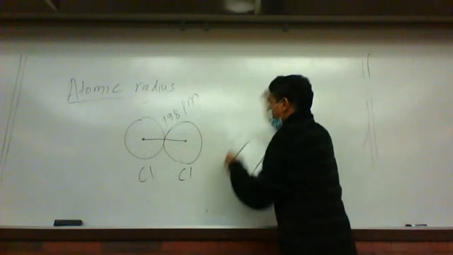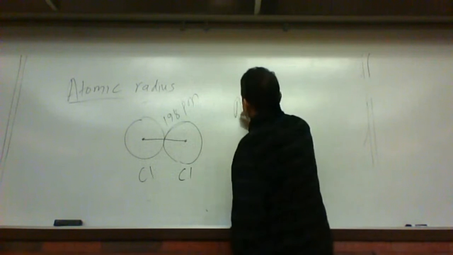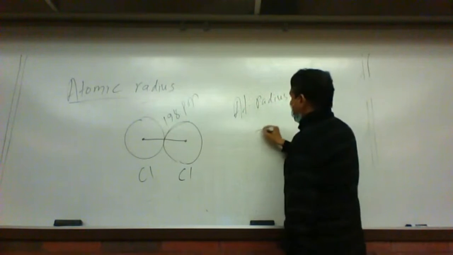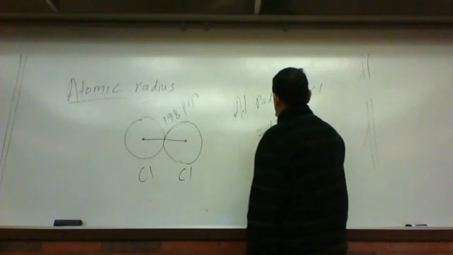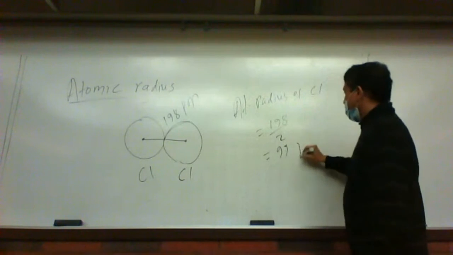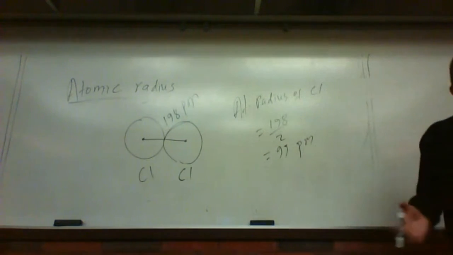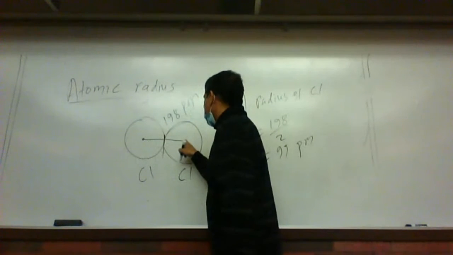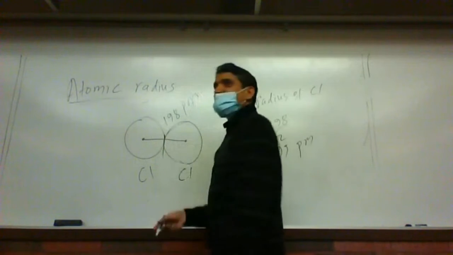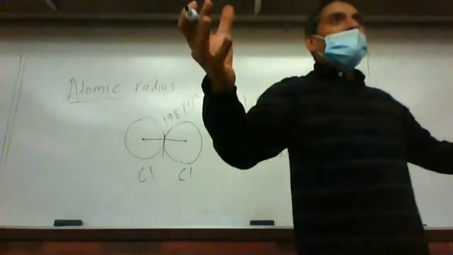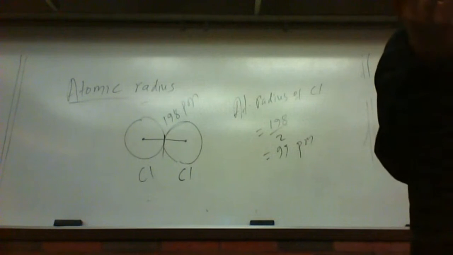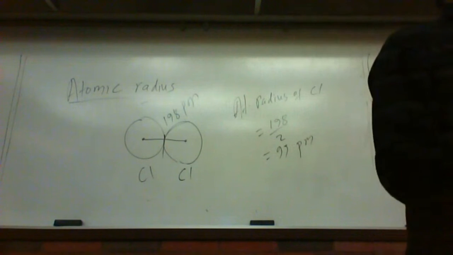So what is the atomic radius there? The atomic radius of chlorine is 198 divided by 2, that is 99 picometers. Make sense? It's basically the same thing. They are saying this is the distance from the outermost orbit to the nucleus. So they take a homonuclear molecule, ClCl, and measure the distance between the nuclei of these two atoms, and they divide by 2, and that gives the atomic radius.